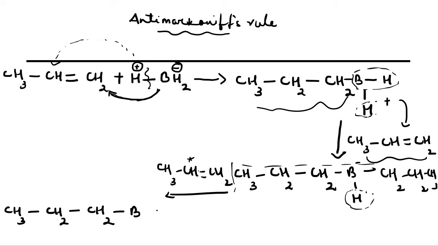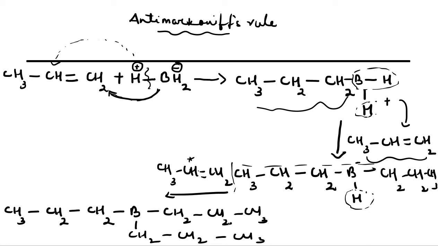Thus we will be getting B, CH2, CH2, CH3 and again CH2, CH2, CH3. This can be written as (CH3CH2CH2) thrice borane, that is our trialkyl borane.